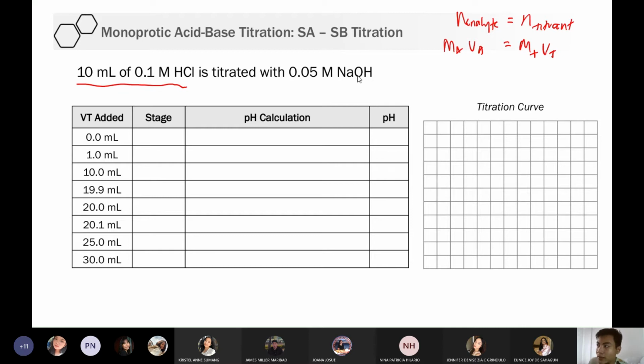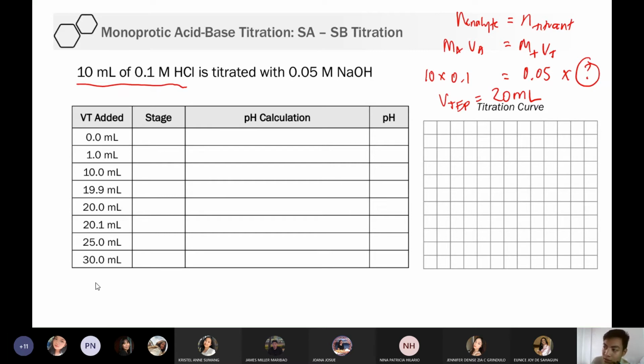Okay, so ito yung info natin about MAVA. So that's 10 times 0.1. MTVT, ang alam ko ay 0.05 ang molarity ng titrant times, I don't know. Solve for X, no? Solve for the VT at equivalence point. Solve for X lang yan. So that's 10 times 0.1 divided by 0.05. 20 ml. So, the equivalence point volume is 20 ml.